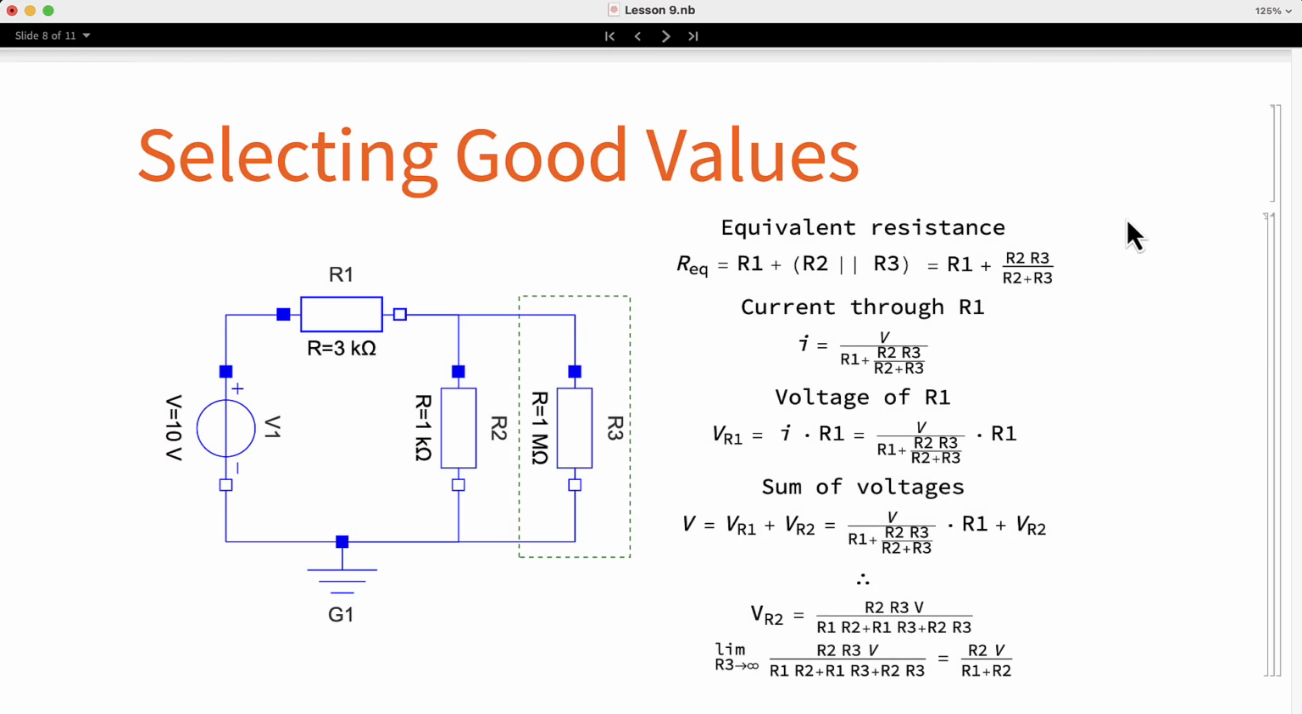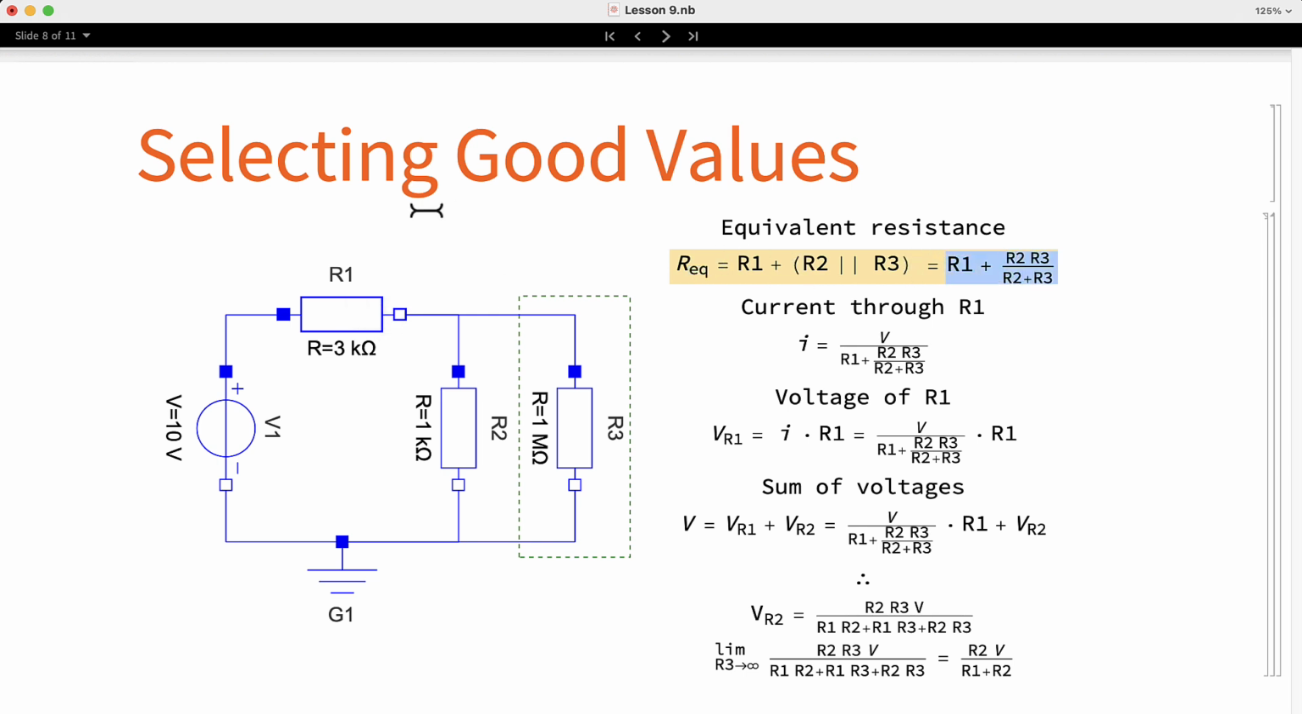In order to have a better idea on what will be good values for resistor 1 and resistor 2, we're going to try to obtain the formulas for this complete circuit considering the resistor 3. To do that, we're going to follow these steps. First, we need to calculate what's the equivalent resistance of this complete circuit. R2 and R3 are connected in parallel, and these two are in series with R1. That results in the following formula.